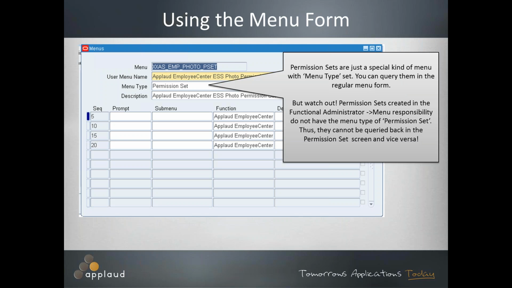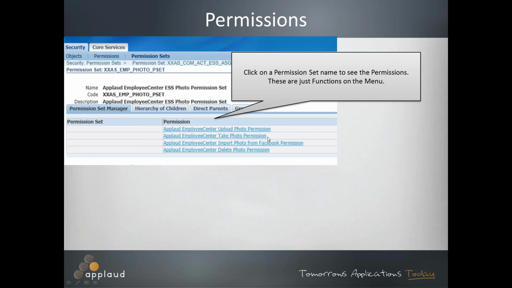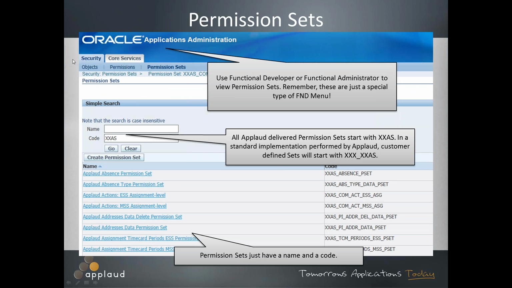Now there's a little bit of a gotcha here. If you create a permission set in the functional administrator responsibility, they can't be queried back in the permission set screen. So what do I mean by that? When I go into here and look at my permission sets in the security tab, if I create a regular menu, I can't query it back in here. So if I go to core services menu and create a menu there, I can't query it back in here, and the other way around too. If I go to security permission sets, I can't see these permission sets in the core services menu option.